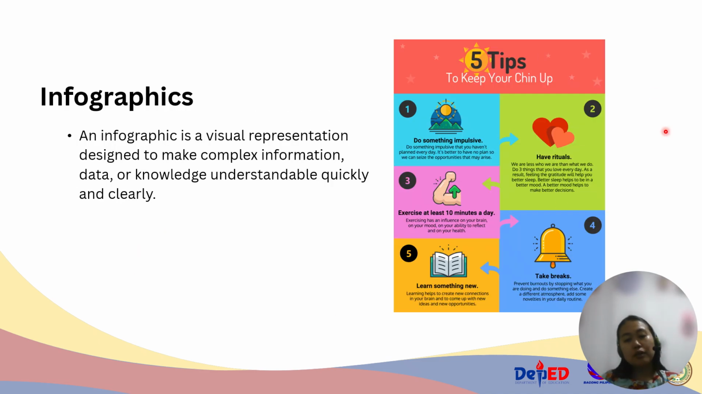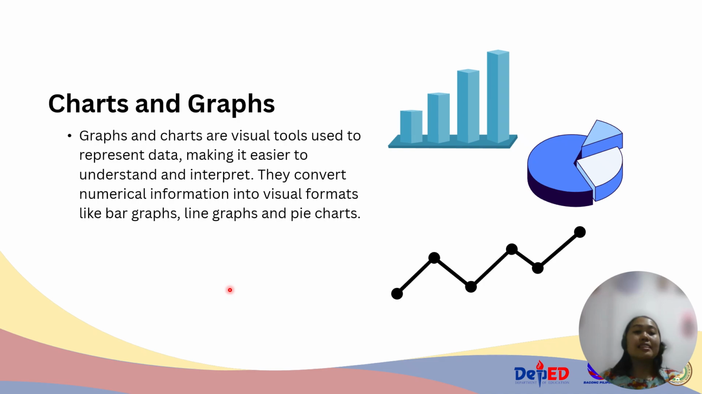Here's an example of an infographic. It is a visual representation that makes information simpler and easier to understand. Next, we have the charts and graphs. We have here a bar graph, pie graph, and line graph. Charts and graphs are visual tools to represent data, making it easier for us to understand and interpret the data.